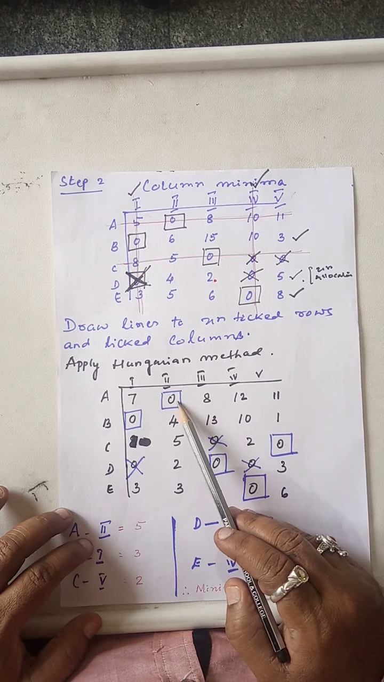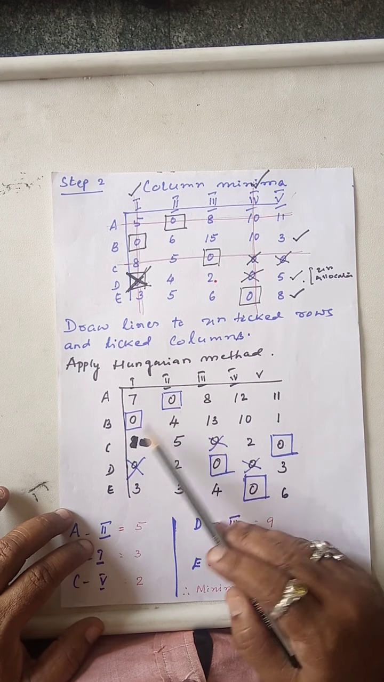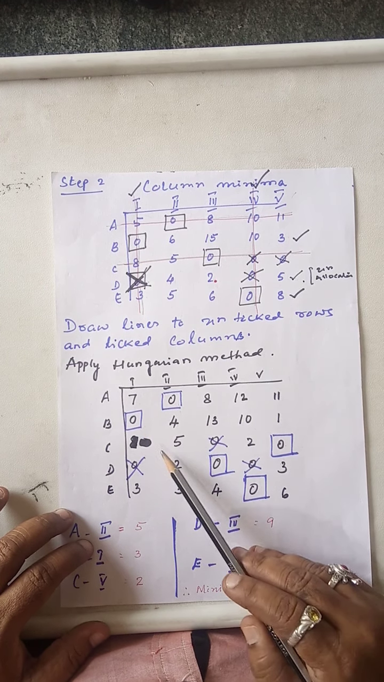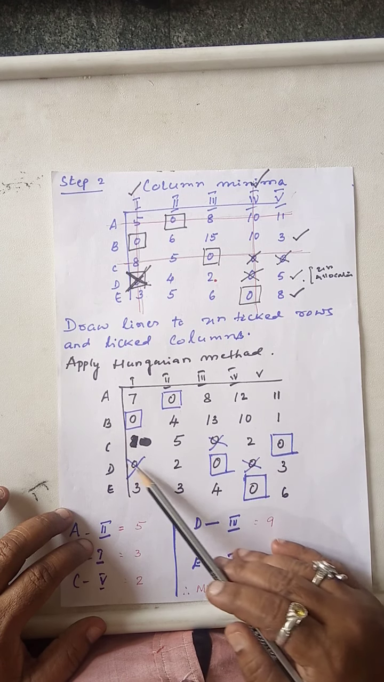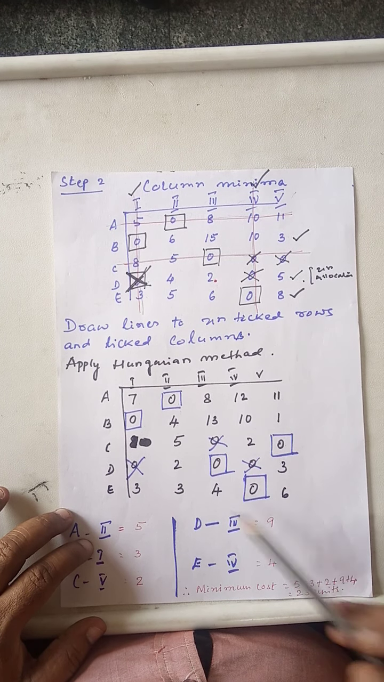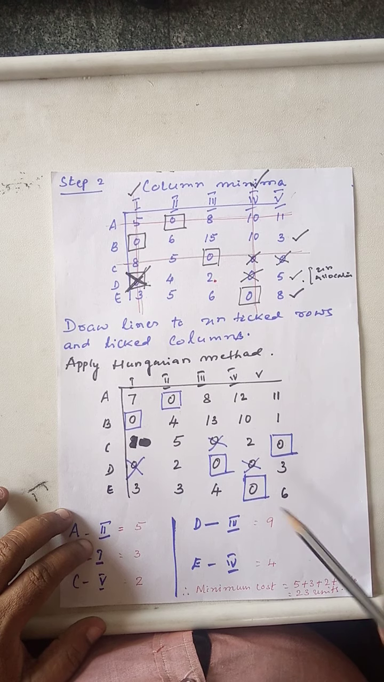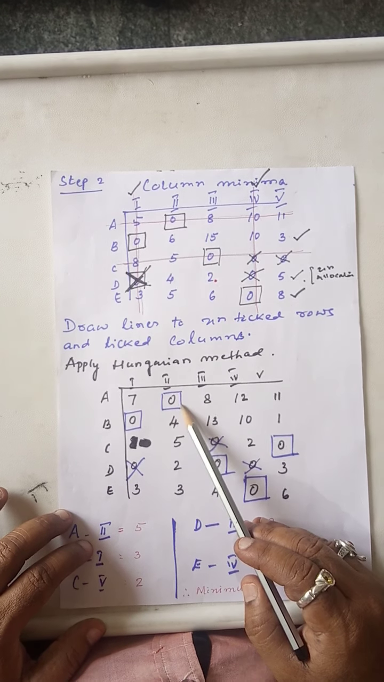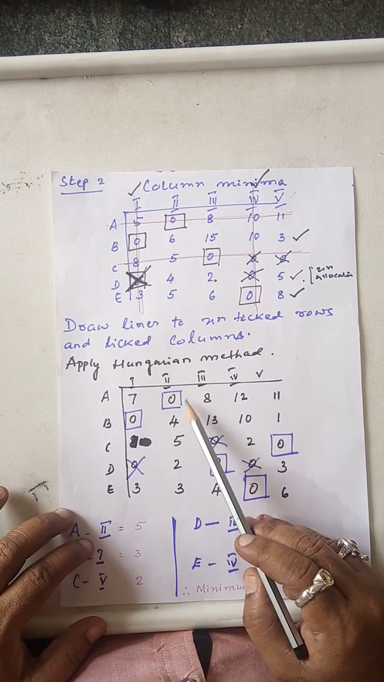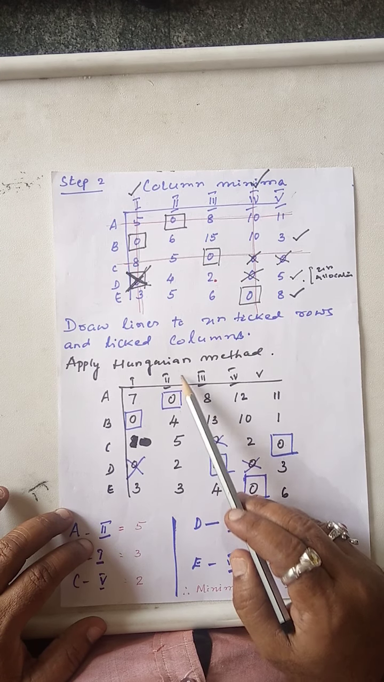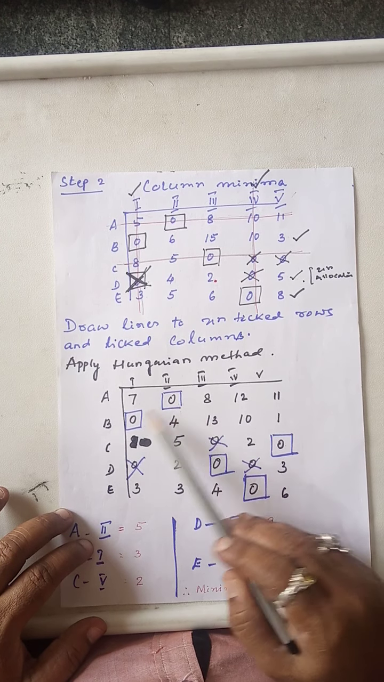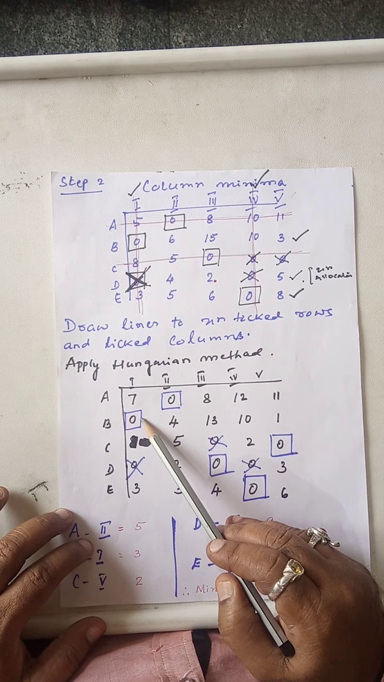Now see here, we have only one 0 in this row. Again only one 0 in this row. Again we have 2 zeros here. Again we have 3 zeros here. And we have only one 0 here. To begin with, you have to target the rows having only one 0. A with operator 2 is marked, allocated. Again B with one operator is allocated.